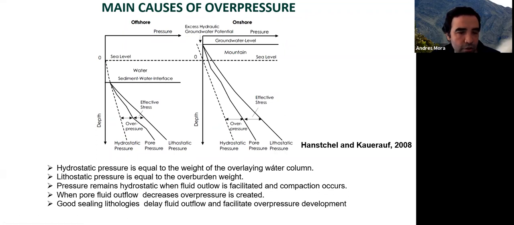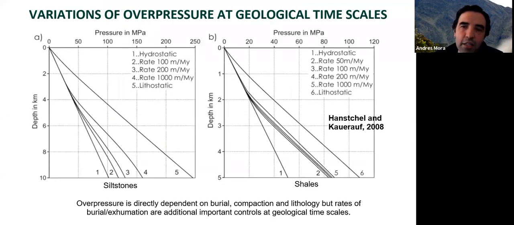In general, the main factor causing overpressure would be the presence of good seal lithologies. As I wrote below, they delay fluid outflow and facilitate overpressure development. But at geological time scales, in the book by Hantschel and Kauerauf, 2008, we can see other variables that control variations of overpressure. I already mentioned that overpressure is directly dependent on burial and compactional lithology, but rates of burial and exhumation are additional important factors controlling overpressure at geological time scales.